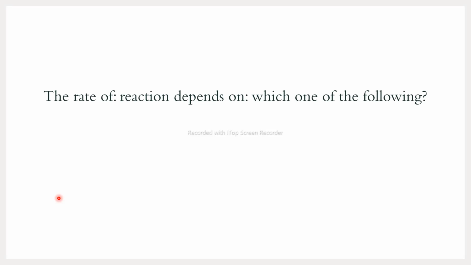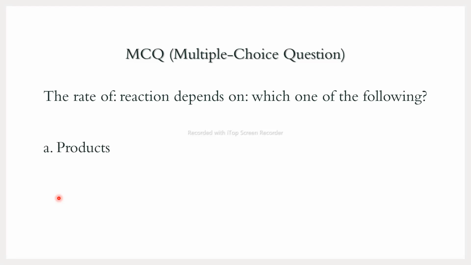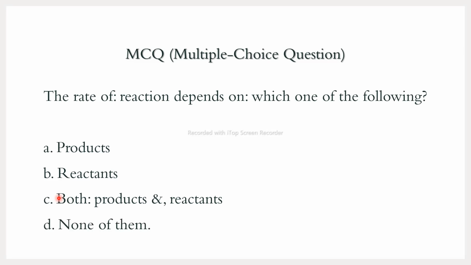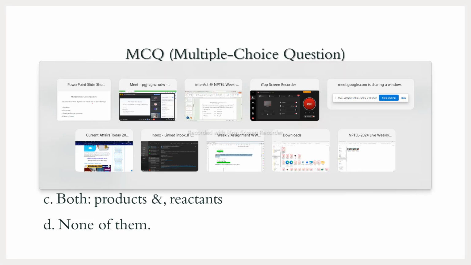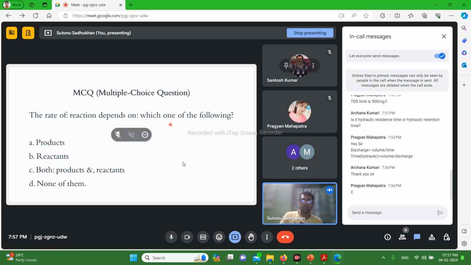So the next question is: the rate of reaction depends on which one of the following. This is an MCQ type of question. Option A is product, option B is reactants, option C both the products and the reactants, and option D is none of them. Basically, some term must be added here. The rate of the reaction generally depends on which one of the following. Okay. Option C, you are telling both products and the reactants.